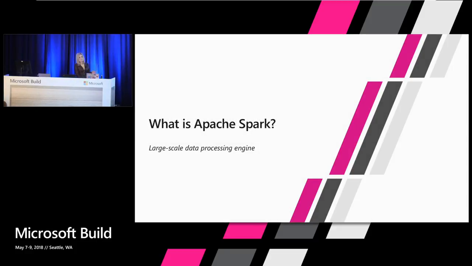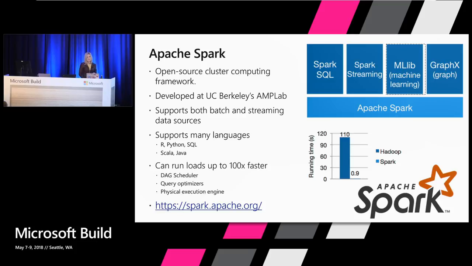So what is Apache Spark? I feel like we've been talking about it all morning. For folks who haven't had experience with it yet, here's what it is. It's an open source cluster computing framework out of UC Berkeley, specifically the AMP lab. It supports batch and streaming data sources and a whole bunch of languages: R, Python, SQL, Java, and Scala. And there are always projects focused on incorporating new interfaces to those languages. And it can run workloads up to 100 times faster.